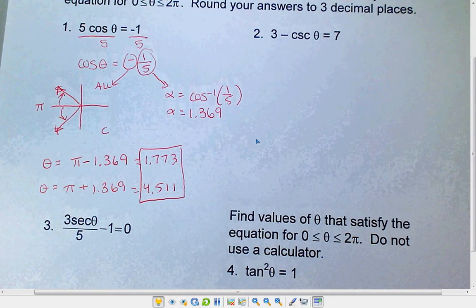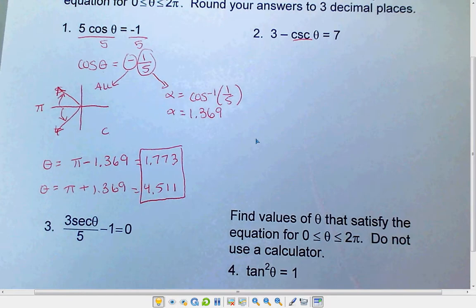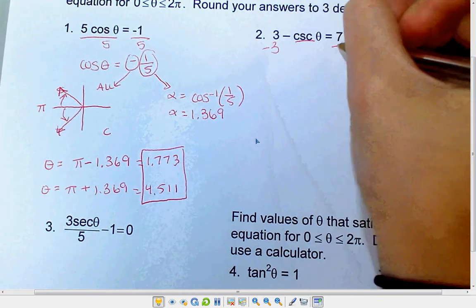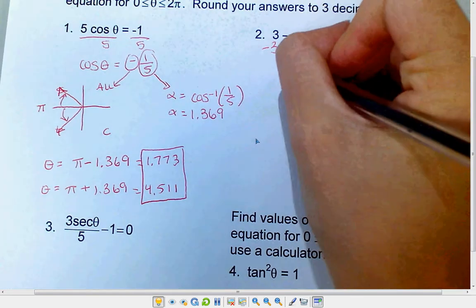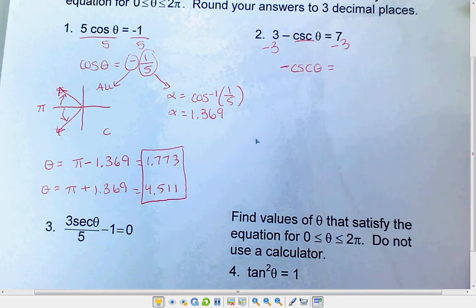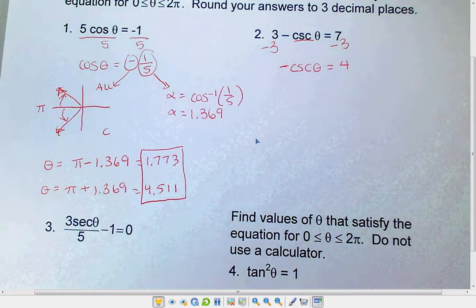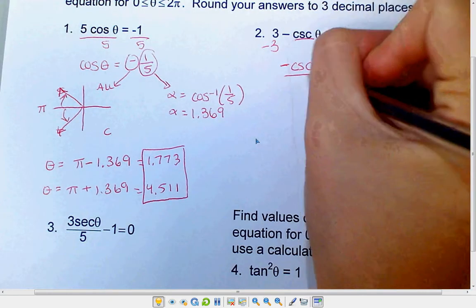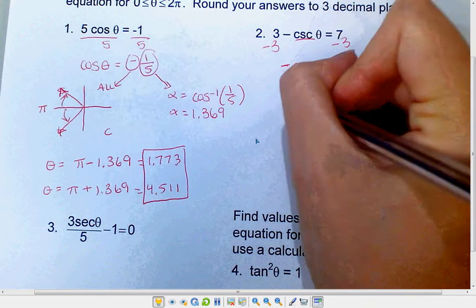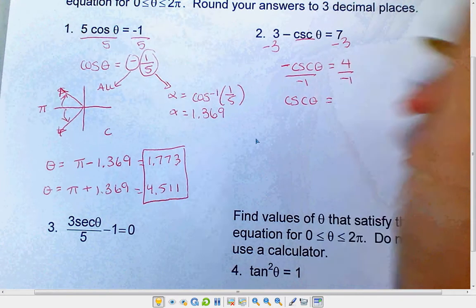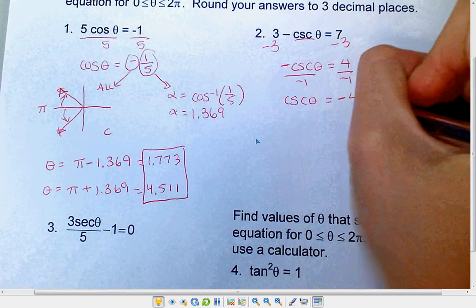For number 2, again, we first have to get cosecant by itself. So we're going to get rid of this 3 by subtracting. We're still left with a negative cosecant. 7 minus 3 is 4. To get rid of that negative sign, we're going to divide by -1, which just leaves you with cosecant. 4 divided by -1 gives you -4.